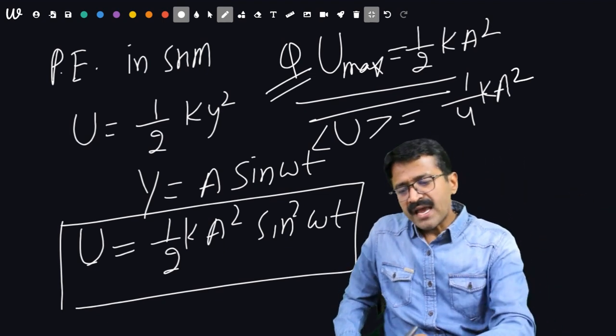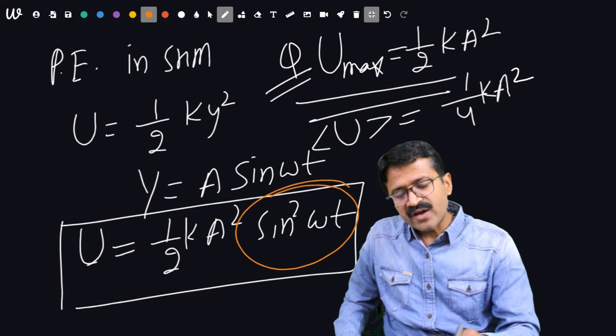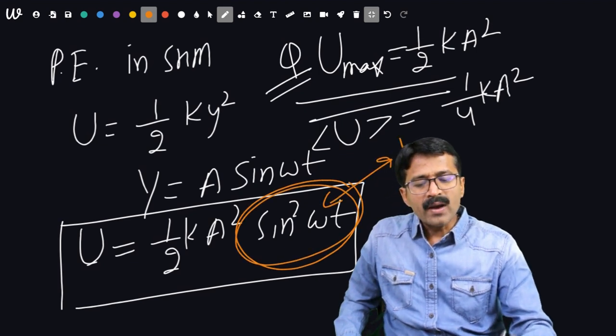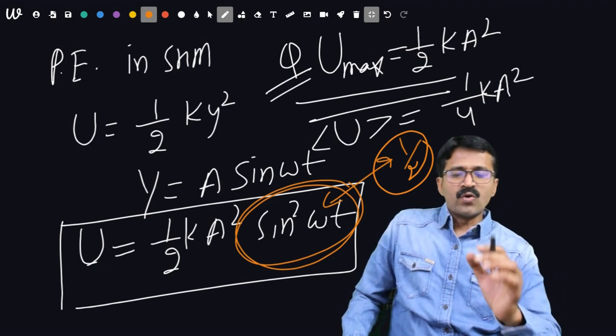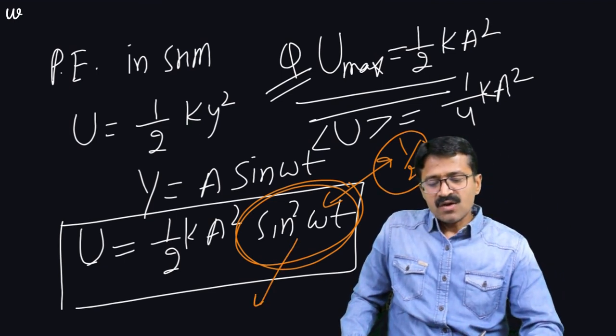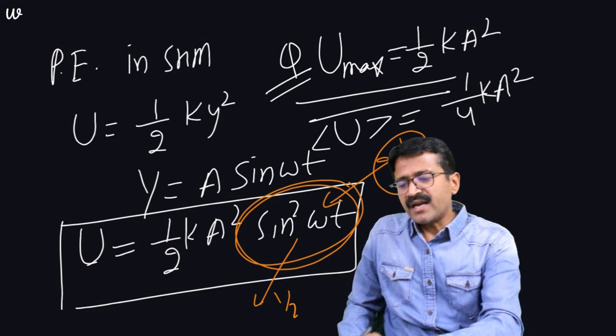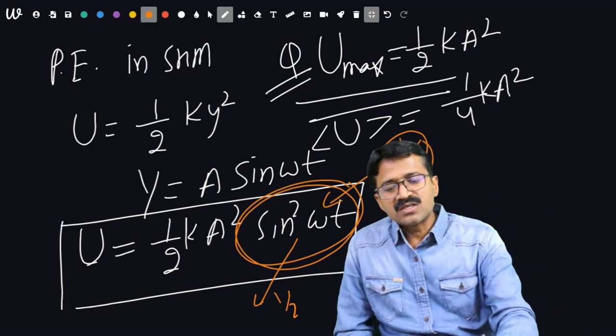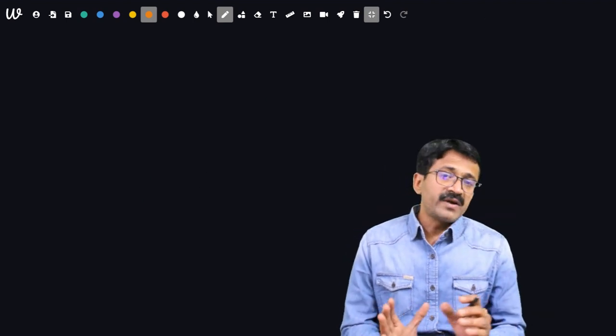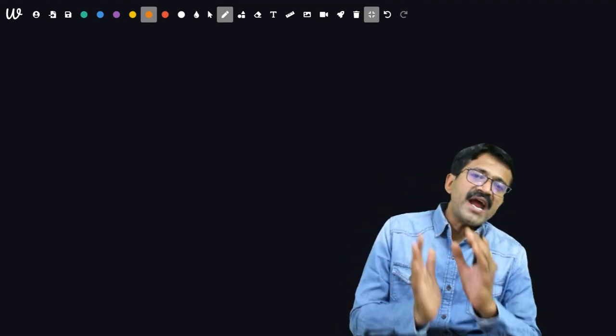Because the average value of sine square omega t is 1 by 2, that's why it will become 1 by 4. Remember. Now, what about the graph between potential energy and time?